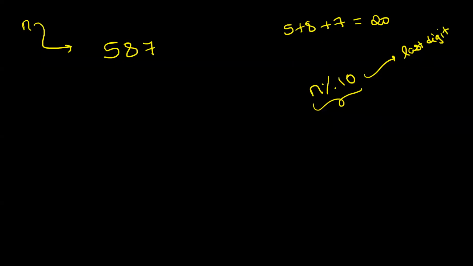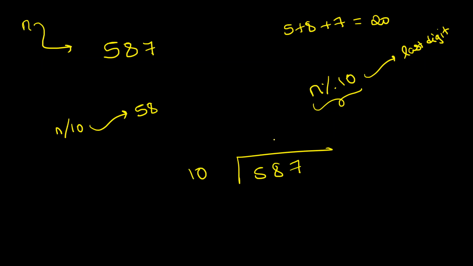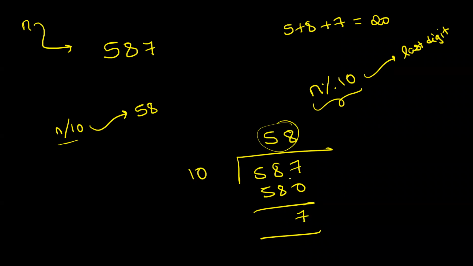Do you agree? And when you do n by 10, what does it do? n by 10 basically removes the last digit from the number. So you will be left with 58. And what is the logic? This is not magic. If you take the number 587 and divide it by 10, your quotient is 58 and your remainder is 7. The quotient has one digit gone, and the remainder is the last digit. That is what is happening.